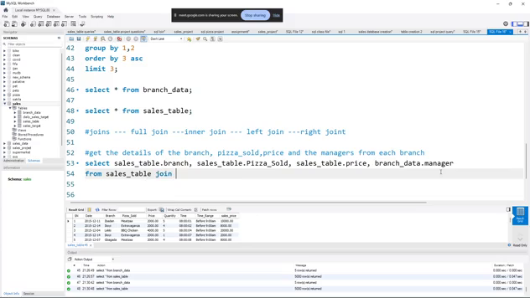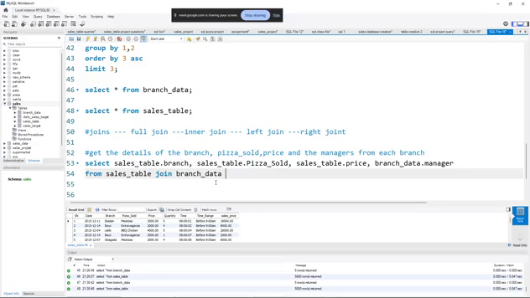Join branch data table. That is, I'm selecting from these two tables. What is the point of connection between these two tables? Because these two tables must have something in common. One thing they have in common is the branch column. The sales table has a branch column, and the branch table also has a branch column. So that will be our point of connection.